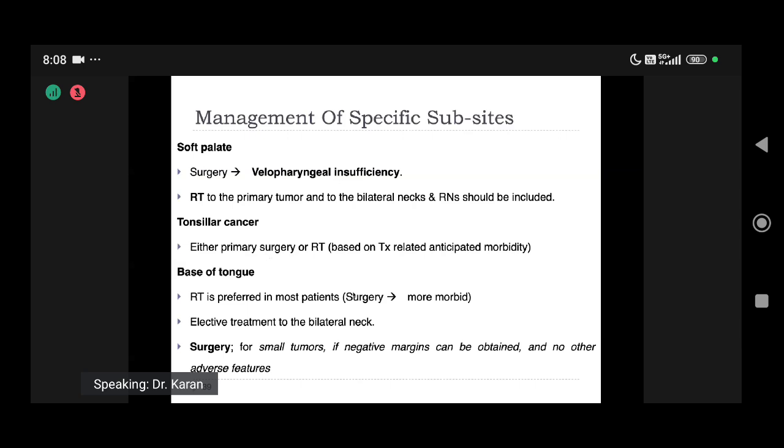Same for base of tongue. Base of tongue malignancies tend to spread bilaterally. So if you have tumors which are in the midline, you need to address both sides of the neck. Again, base of tongue is very vascular and has, if you are doing a lot of resection or a compartmental resection for base of tongue, one, there will be swallowing dysfunction, and you also need to talk and decide about the reconstructive options when you are taking these patients for surgery.